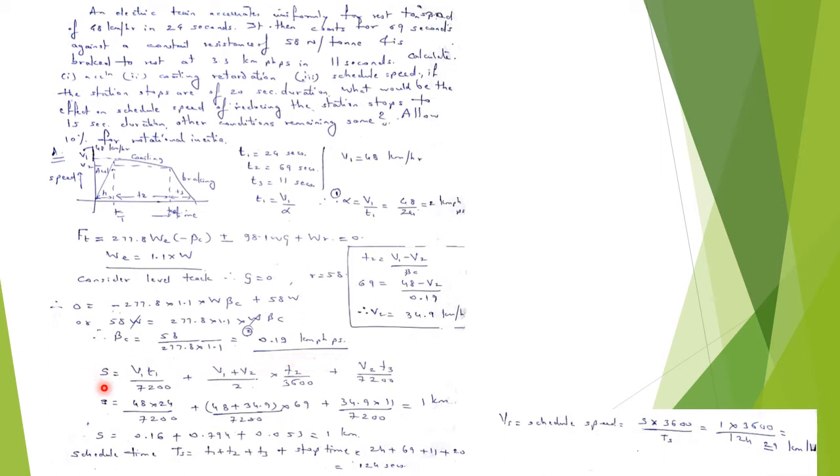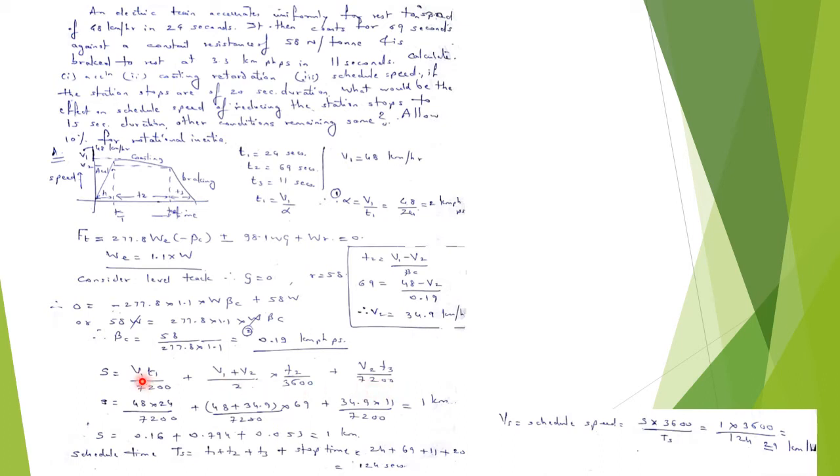Now, to find out the total distance of the run for a quadrilateral speed time curve, with reference to this curve, we find this is the equation. V1 into T1 upon 7200, that is, this part is the distance traveled by the train during acceleration. Then plus V1 plus V2 upon 2 into T2 by 3600. This second term is the distance traveled by the train during coasting, plus V2 T3 upon 7200. This last term is the distance traveled by the train during braking.